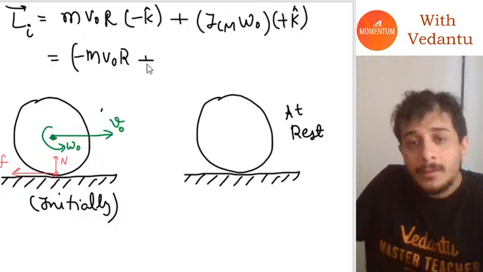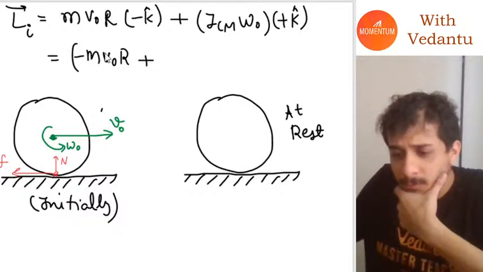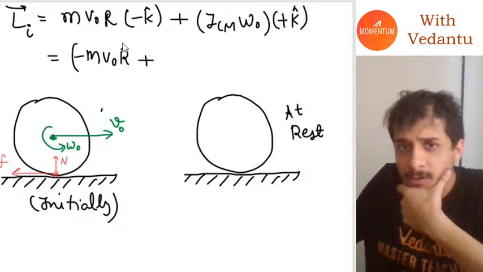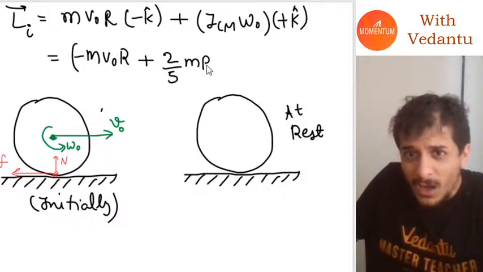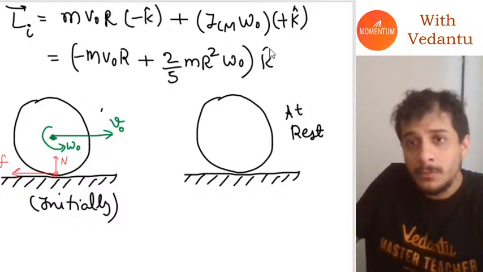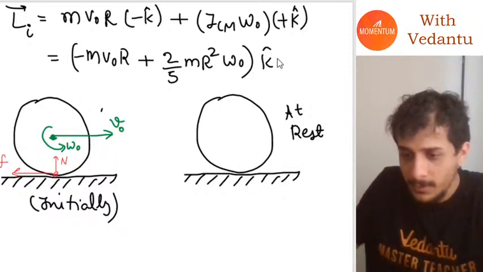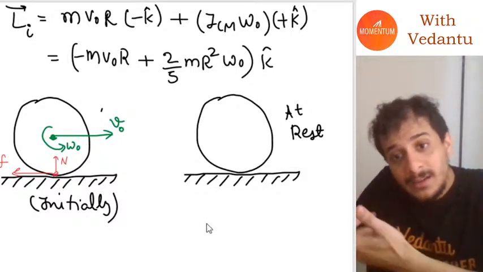plus, this is a solid sphere, right? What is the moment of inertia of a solid sphere? Can anybody tell me? Oh, it is 2 by 5 m r square, you say. Are you guys sure? Oh, okay, if you say so, I will believe you. And finally, the body is at rest only.